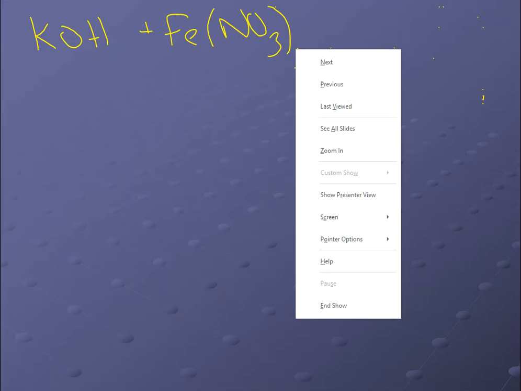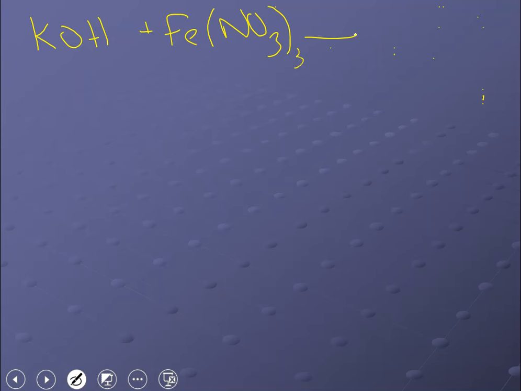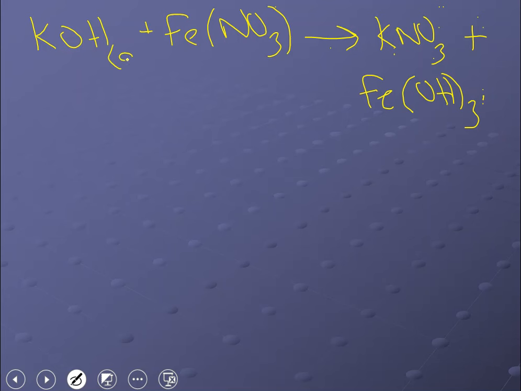Okay, so here's our example. We have KOH plus FeNO3, and that reacts to form KNO3 plus FeOH3. Now, these two are aqueous.